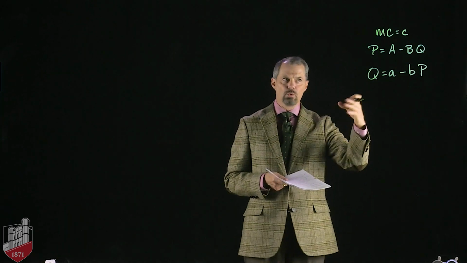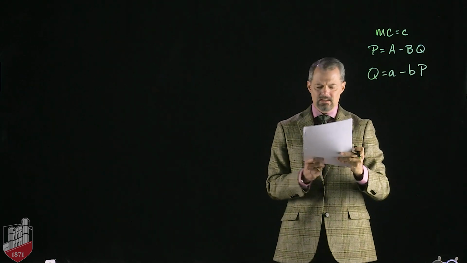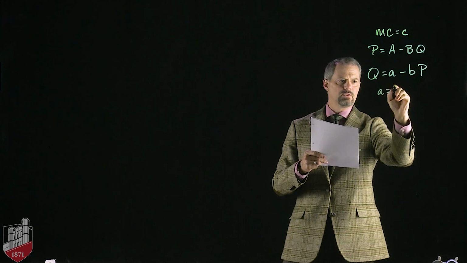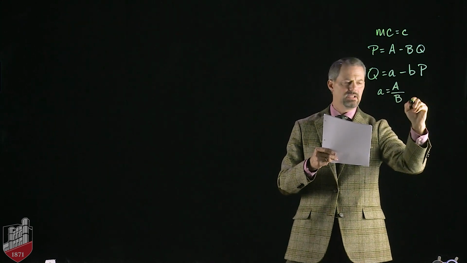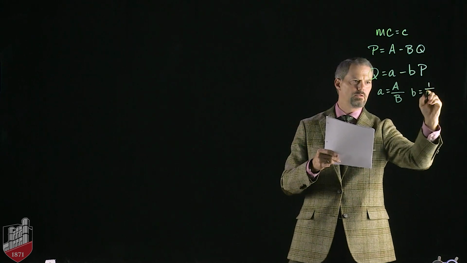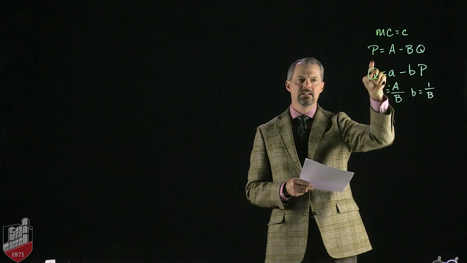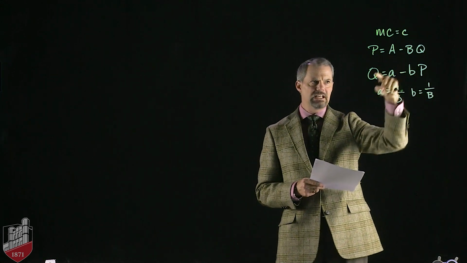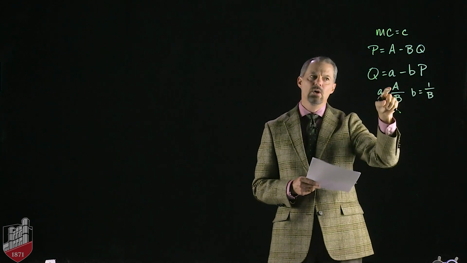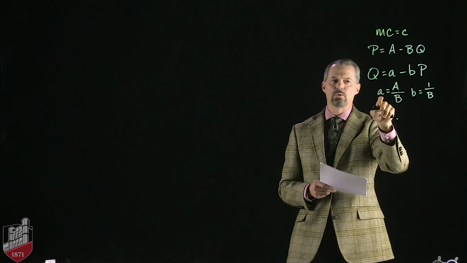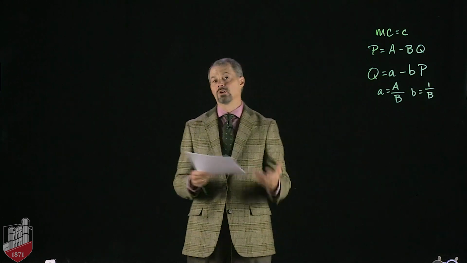And if you wanted to keep it completely consistent with this, we could let little a equal capital A divided by capital B, and little b equals 1 over capital B. So if you were to invert this, then you're going to get a demand curve that's got capital A and capital B in here. But we want to keep things nice and simple, so we're going to make some substitutions there for little a and little b.